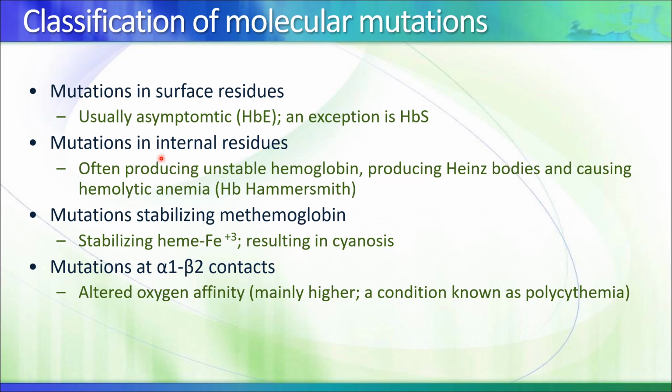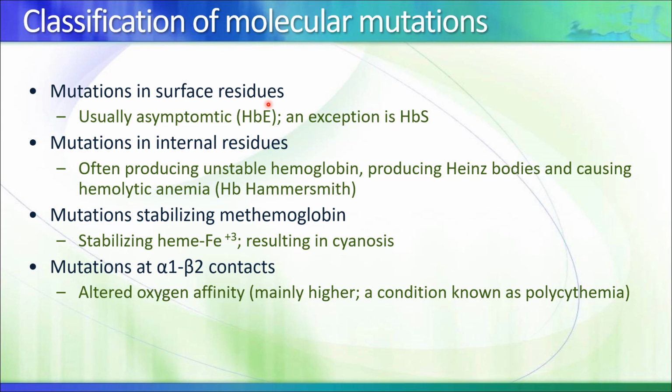Now mutations can also occur internally. Remember, hemoglobin is a globular protein, so you have hydrophilic amino acids on the outside and hydrophobic amino acids inside. If this environment is changed, then that would cause the production of an unstable hemoglobin molecule. An example is hemoglobin Hammersmith.